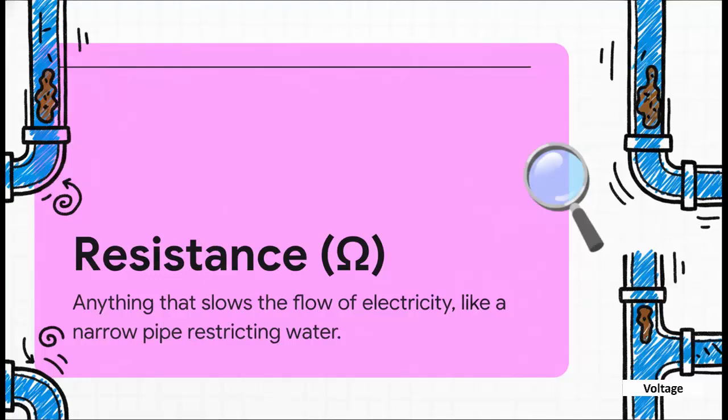And our third player is resistance, which uses that cool omega symbol. Resistance is basically anything that gets in the way and slows down the flow. Think of it like a really narrow part of the water pipe, where the water gets all squeezed and has a tough time getting through. It's the obstacle. It's the friction.